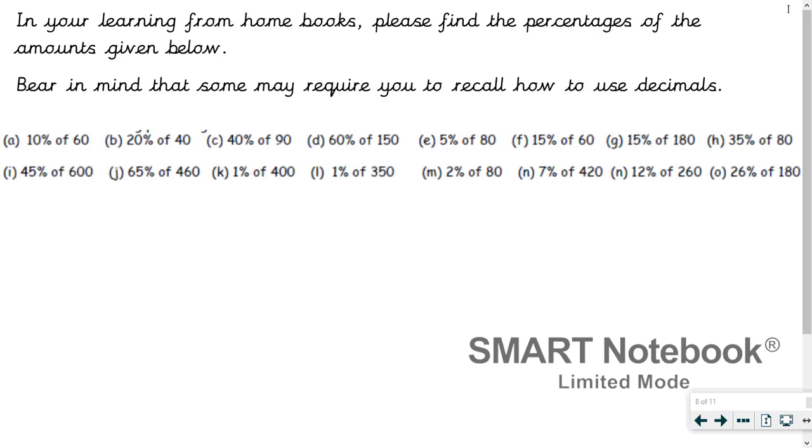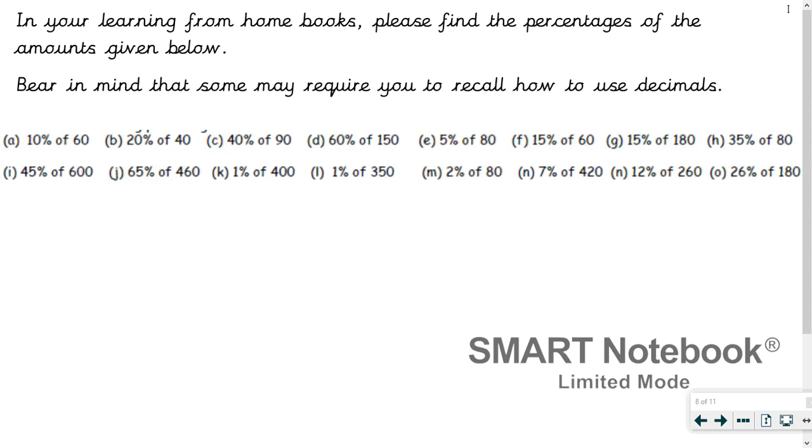What I want you to do now, in your learning from home books, there are lots of questions there, all the way to O. Some of them are easier, so at the beginning I'd start off with those ones, and then they get progressively harder. Some of them will require you to think back to how we use decimals. Some of them are pushing towards greater depth standards, so if you struggle on a couple, that is okay. As long as you're getting some of them, you are achieving the LR, you're doing fine.